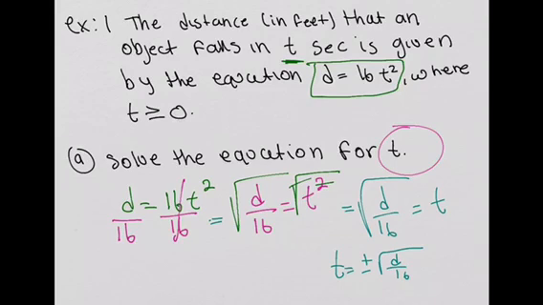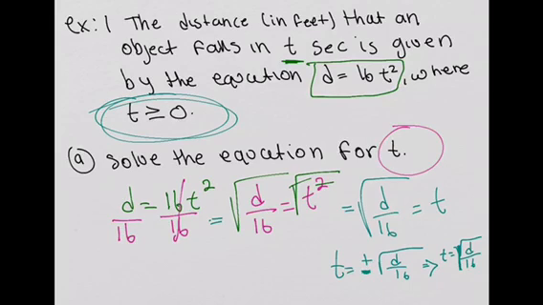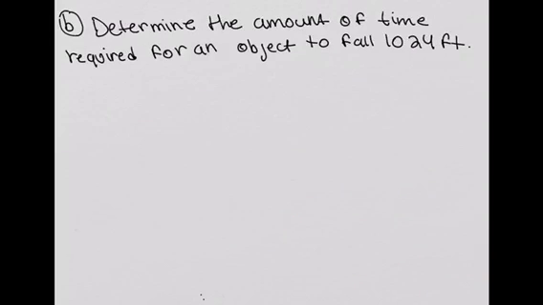Now, do I care about the negative answer? No, because I am dealing with t greater than or equal to 0. So my answer will be, let's keep going, t equals the square root of d over 16. Okay, so again, I ignore the negative because t is greater than or equal to 0. So the first part was to rewrite the equation in a way that says t equals something. We did that. Now let's see what part B is.